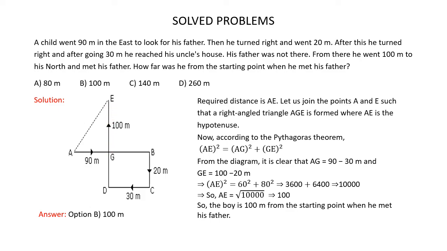So AE squared is equal to 60 squared plus 80 squared, which is nothing but 3600 plus 6400, which is 10,000. So AE squared is 10,000, which means AE is equal to square root of 10,000, which is 100. So the boy is 100 meters from the starting point when he met his father. The correct answer is option B, 100 meters.